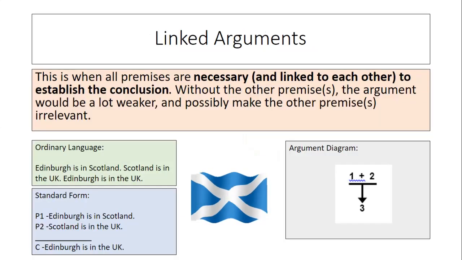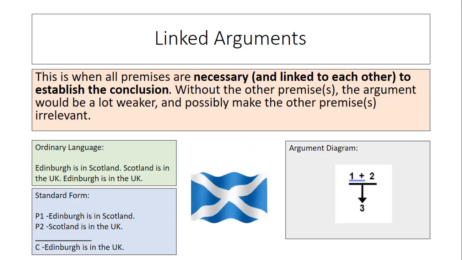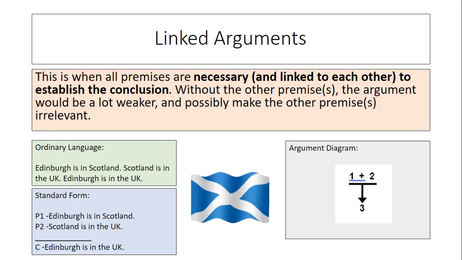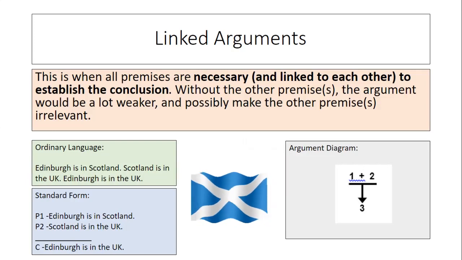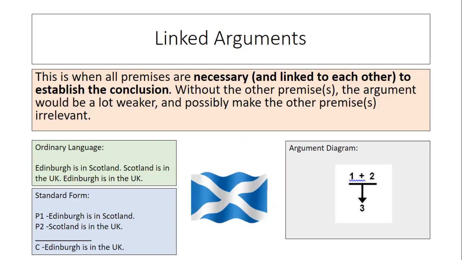So, linked arguments. This is when all premises are necessary, so they have to be there, otherwise the argument doesn't work. And they're also linked to each other to establish the conclusion. Without the other premises, the argument would be a lot weaker and possibly make the other premise or premises irrelevant. So here's an example.